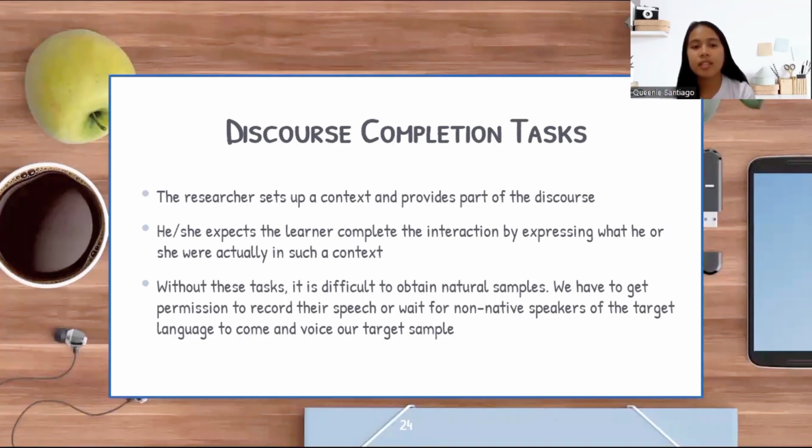Discourse completion task. The researcher sets up a context and provides part of the discourse. He or she expects that the learners complete the interaction by expressing what they would actually say in such a context. Without this task, it is difficult to obtain natural samples. We have to get permission to record their speech or wait for non-native speakers of the target language to come and voice out the target sample.